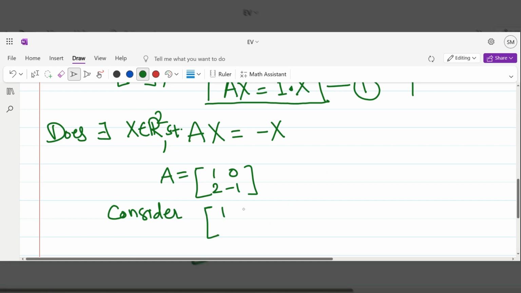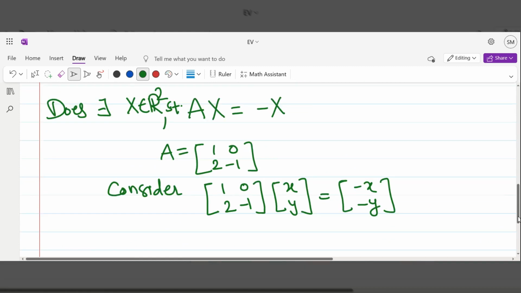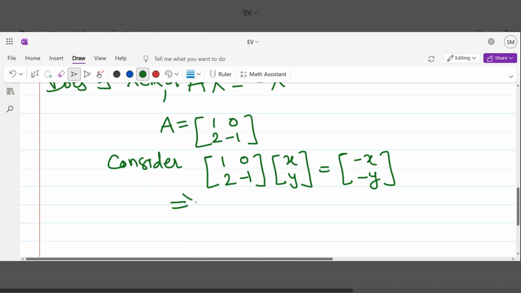So consider [1 0; 2 -1] times (x, y) equal to (-x, -y). A into x equal to minus x. If I simplify this expression, it gives us x equal to minus x and 2x minus y equal to minus y.